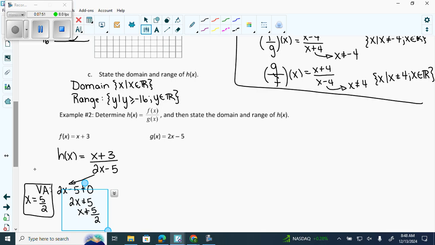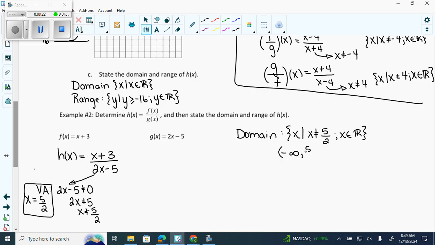But that gets me my domain. Okay. My domain in set notation is x such that x can't equal 5 over 2, x in the reals. Now we're going to do it in interval notation. An interval is everything but 5 over 2, correct? So we do from negative infinity to 5 over 2 round bracket, union, which means or, 5 over 2 in round bracket to infinity, because it doesn't equal it. Yeah?